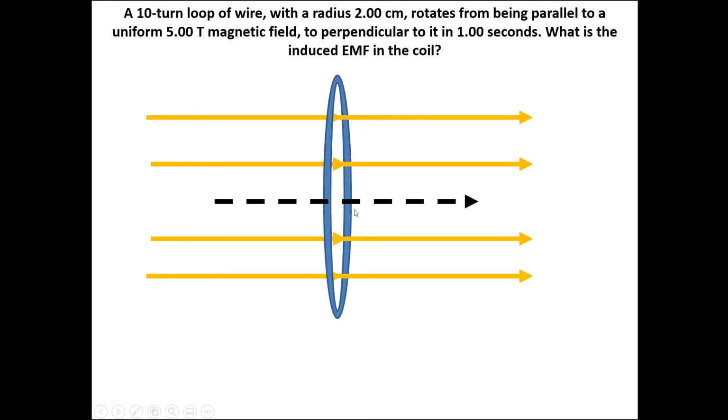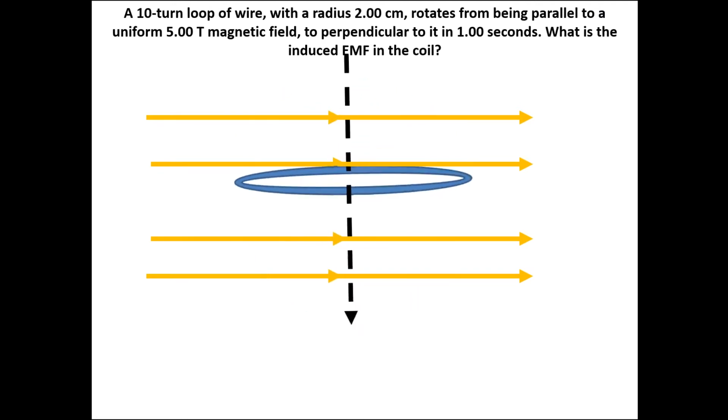Okay, so let's give this one a try. We've got this 10-turn loop of wire, even though it doesn't look like 10 turns. Trust me, that's 10 turns. And it's got a radius of 2 centimeters. And we want to rotate it from being parallel to this 5 Tesla magnetic field to being perpendicular to this 5 Tesla magnetic field. And let's assume that that rotation takes 1 second. Let's try to calculate what the induced EMF would be in this coil. Give this a try, and then we'll see if our numbers match.